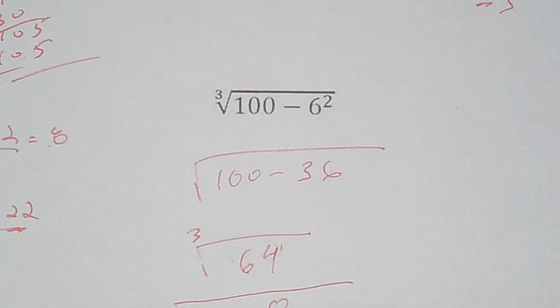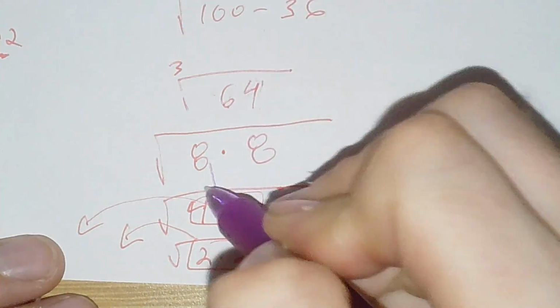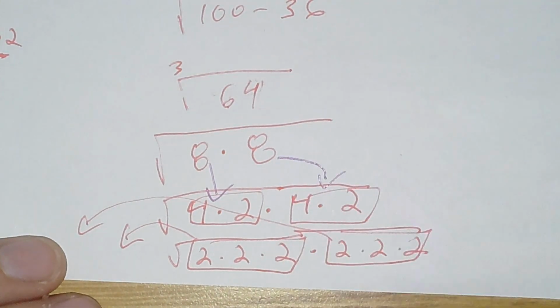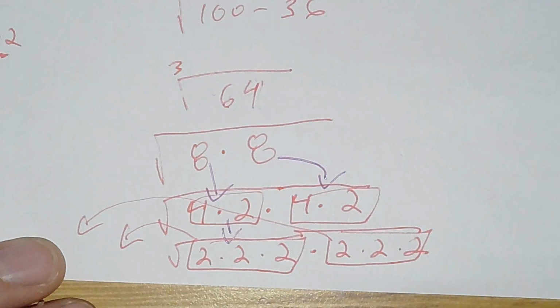And now we can break this up into 2 times 2 times 2, as this set, times 2 times 2 times 2. That is this set. Okay, so do we have 3 of the same number? Yeah, we do. We have this group, and we have this group. Right, so we can bring this out, and we can bring this out. You can't see what I'm doing. I'm sorry. So this was our first 8. This was our first 8 breaking up into 4 times 2. This was our second 8 breaking up into 4 times 2.